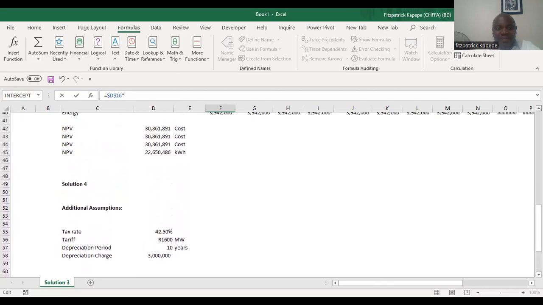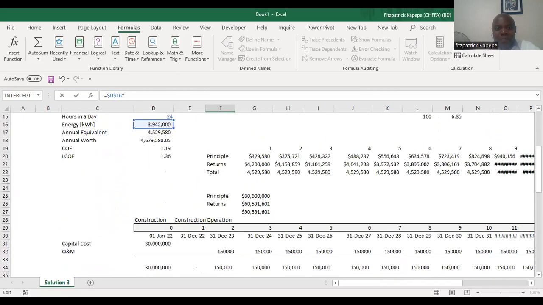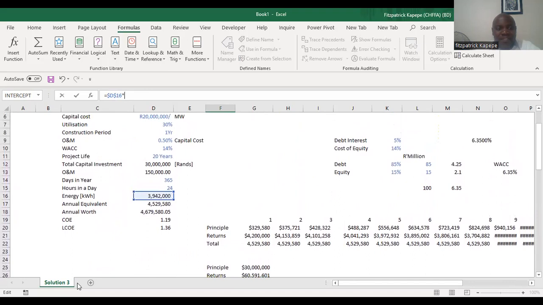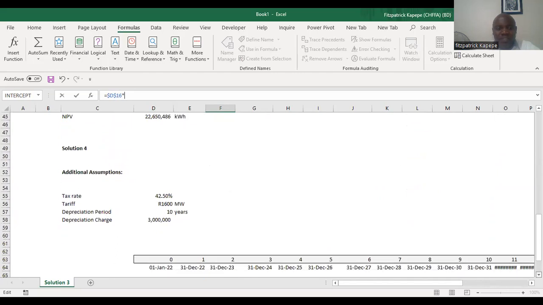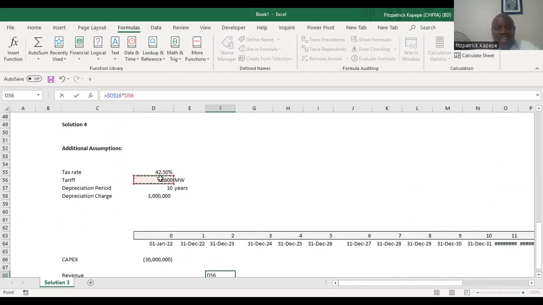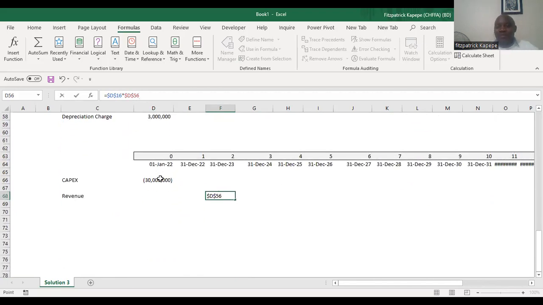So times the price. The price is 16. Again, I press the F4 key, those function keys. Others would press Shift F4 to have the dollar signs. Others would press FN F4 to have the dollar signs. Or others will physically put those dollar signs. It's safer, so that it doesn't move. So these are the revenues.